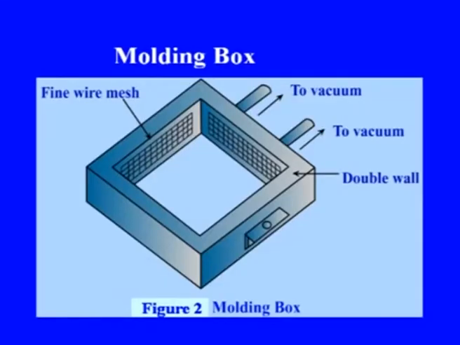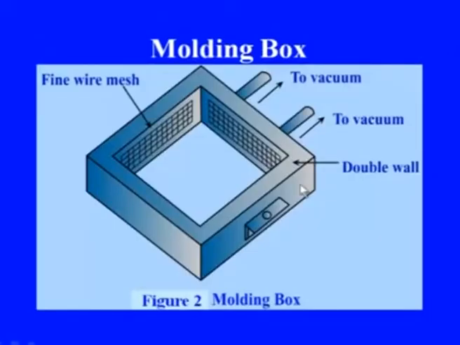This mesh prevents very fine sand particles from being sucked up from the sand voids in the box and into the vacuum pump. 2 pipes are connected with outside wall of the box. One pipe sucks the vacuum from the box and another pipe releases the vacuum to the atmosphere. The molding box is shown in figure 2.